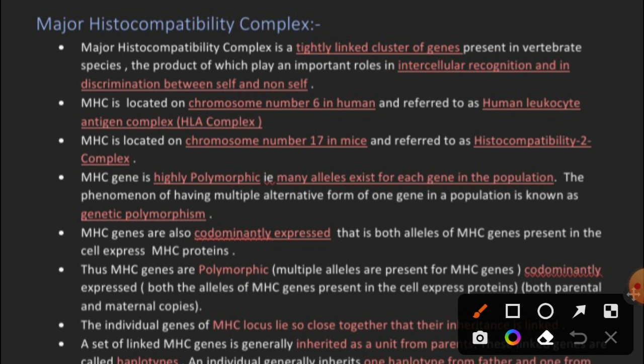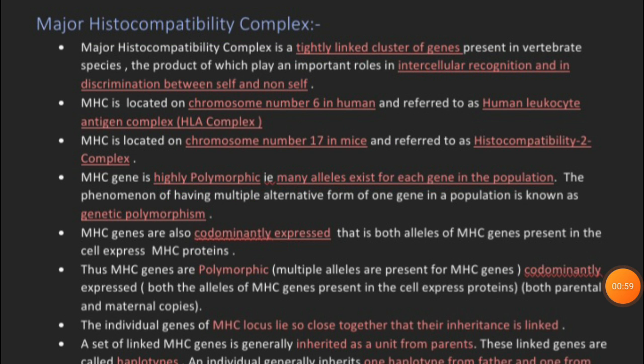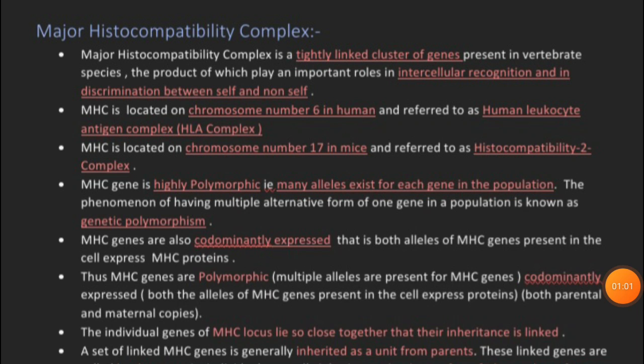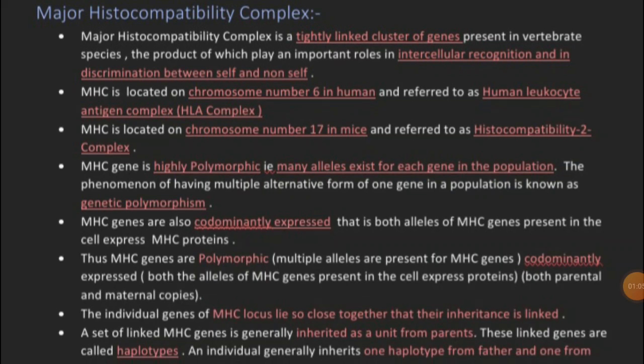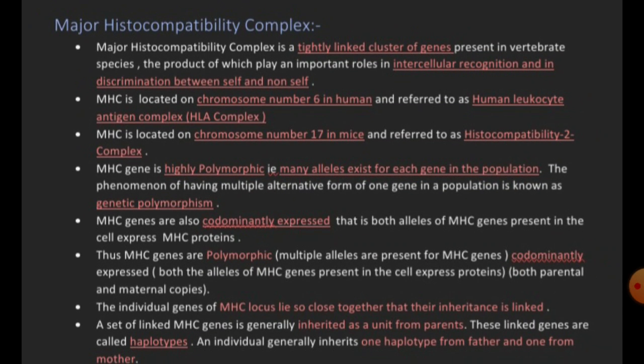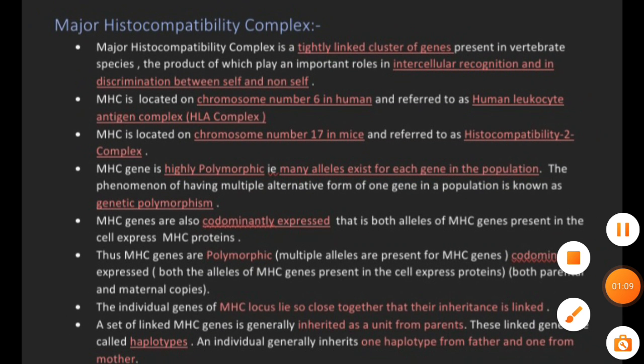Then we will solve some MCQ questions, and obviously here you will get more questions as compared to the complement system, because MHC has a greater weightage as compared to the complement system. So now let's start with the very basic part of MHC, where we will talk about what is MHC.